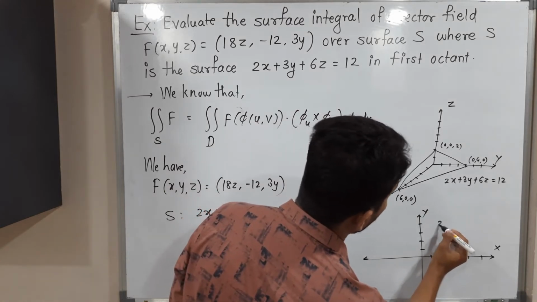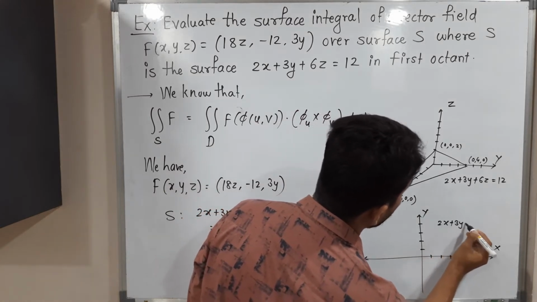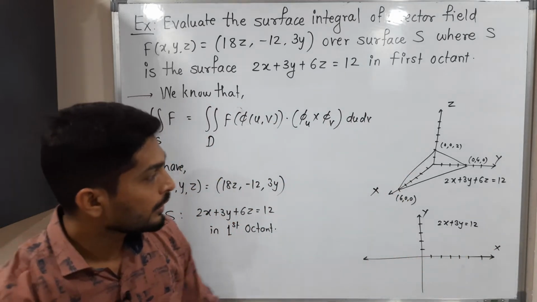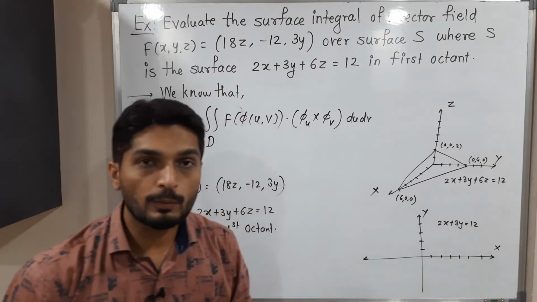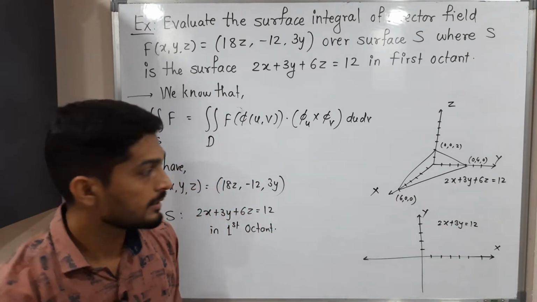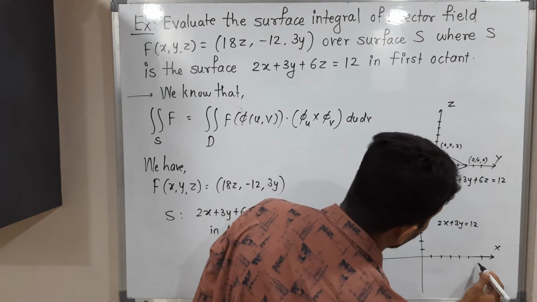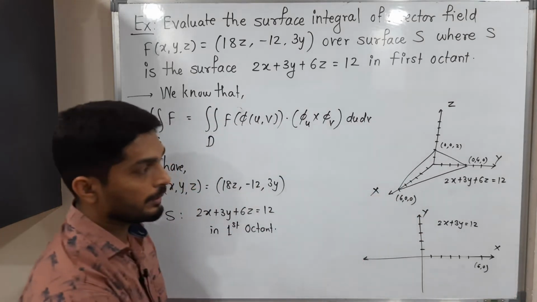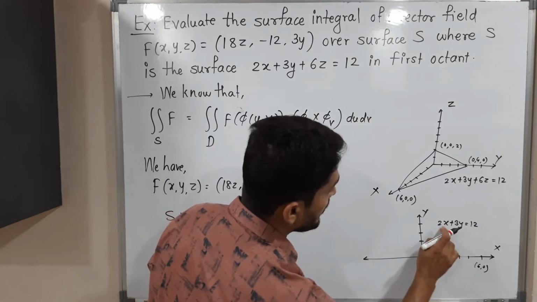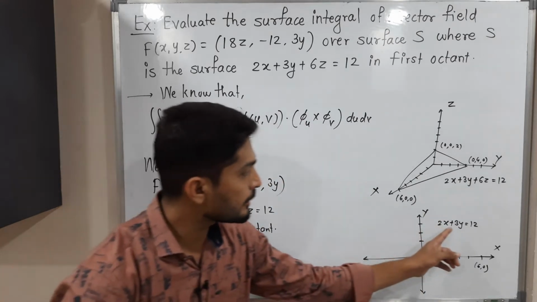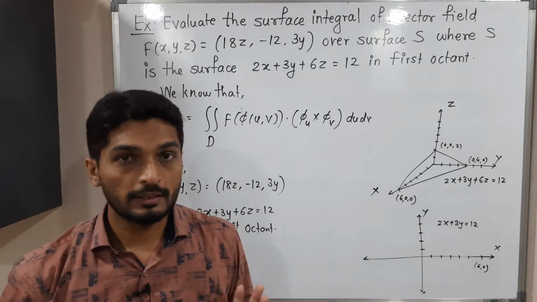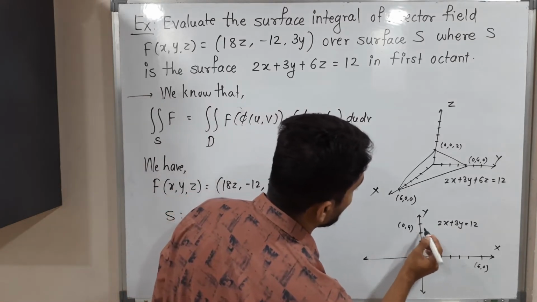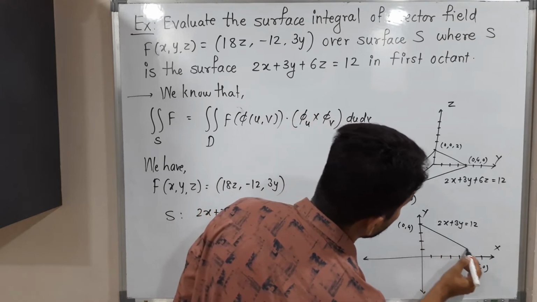So let me write here 2x plus 3y is equal to 12. So that line we get there. If I put y equal to 0, then 2x is equal to 12, that means x is equal to 6. So it cuts the x-axis at point 6, 0 in the xy plane I am talking about. And if I put x equal to 0, then 3y is equal to 12. That means y is equal to 4. So it cuts the y-axis at point 0, 4. So let me join them, this type of triangle.